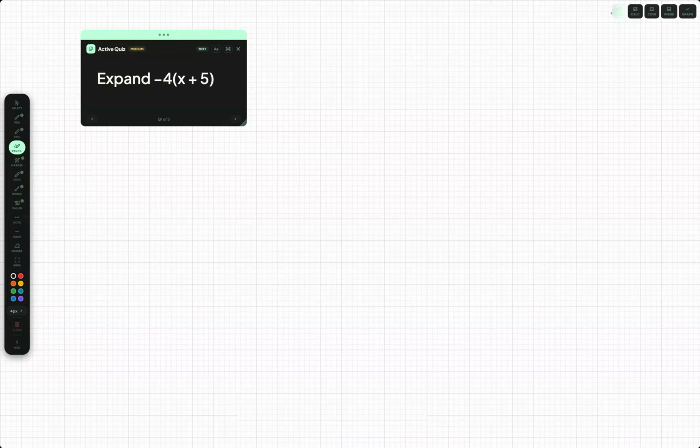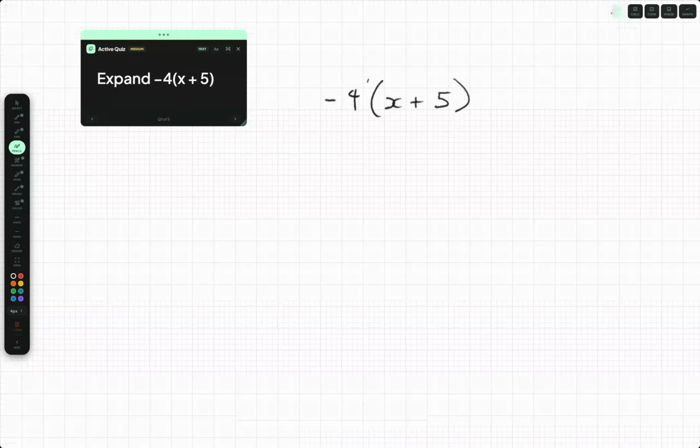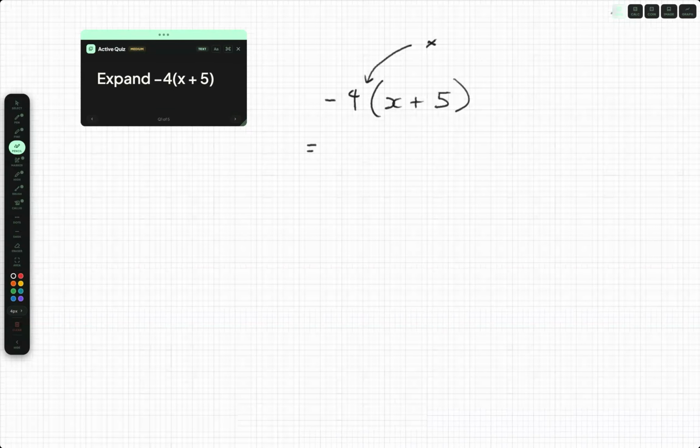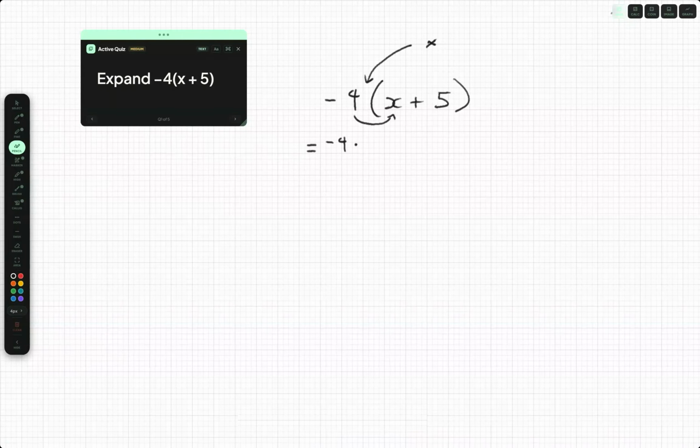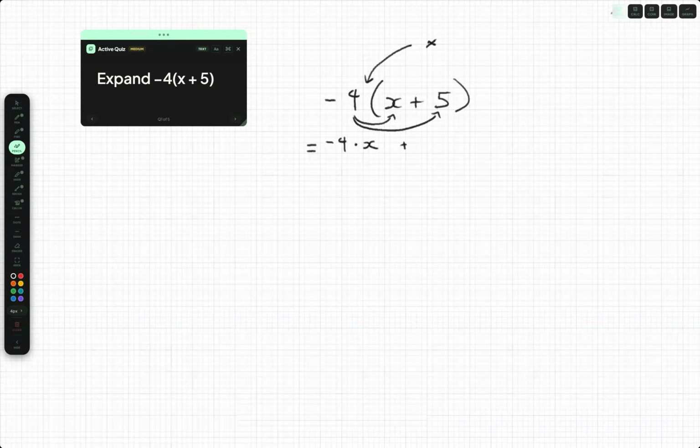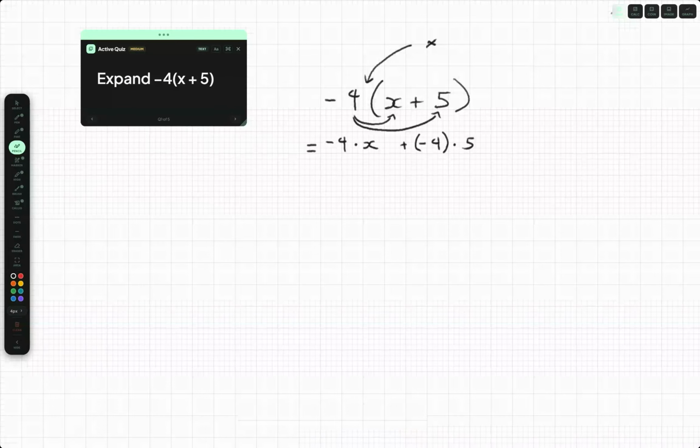So our first one here is minus 4 bracket x plus 5. Again, hidden between these two is implied multiplication. So there's a hidden multiplication sign in between those. What we're going to do is take negative 4 and multiply it by the first term, and then add negative 4 multiplied by the second term. You may wish to put these in brackets as you're doing it, just so you record the sign relationships.